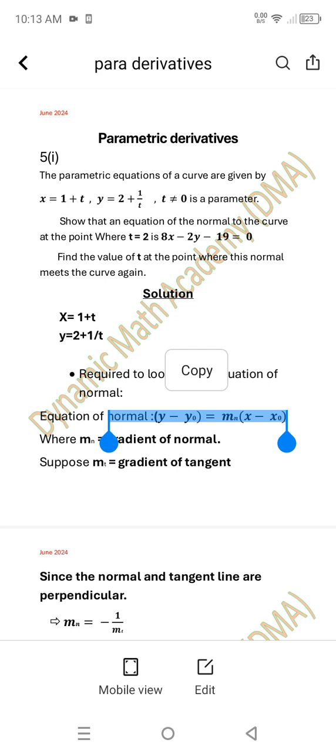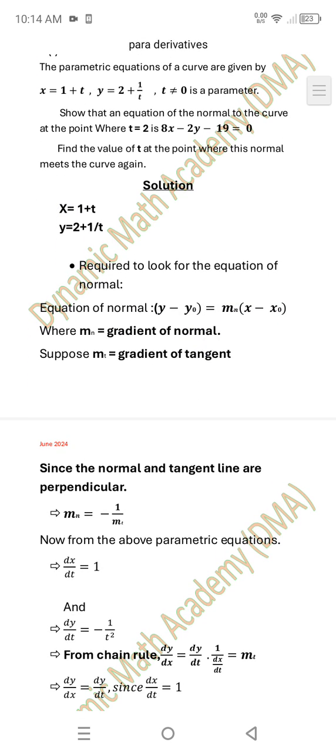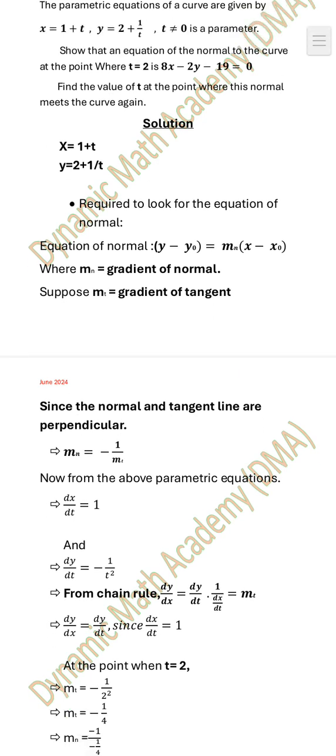Now y0 and x0 are the corresponding values of y and x when t equals 2. To have them, I'll just substitute t equals 2 in these parametric equations. Since the normal and the tangential line are perpendicular, mn equals negative 1 over mt. Generally, two lines are perpendicular when the product of their gradients equals negative 1. That's mn times mt equals negative 1. And if you make mn the subject, mn equals negative 1 divided by mt.